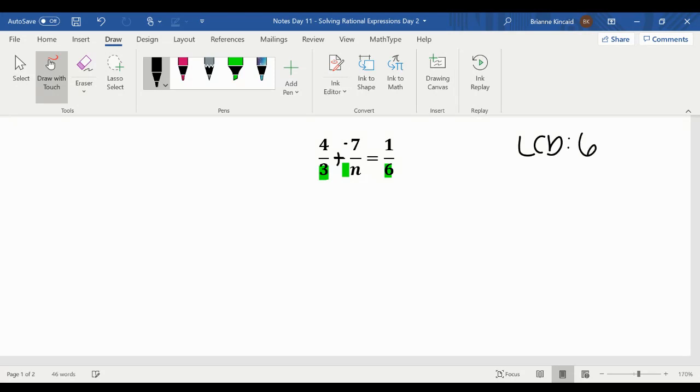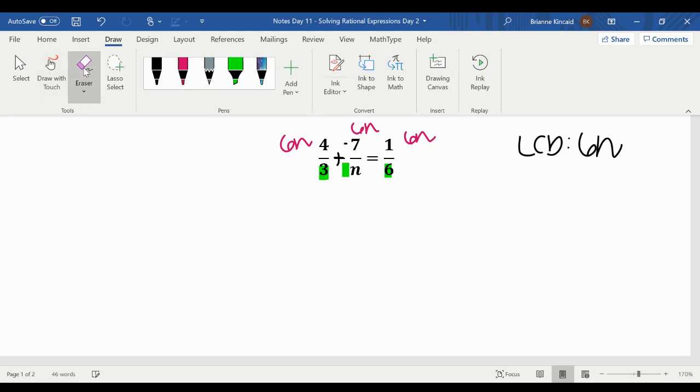So our LCD has to contain the number 6. The other thing you should notice is we have a variable. It should have the biggest exponent. In this case, it's just n to the first. So our LCD is 6n. Now you are going to multiply everything in this equation by 6n. So I'm going to multiply 4 by 6n, I'm going to multiply 7 by 6n, and I'm going to multiply this 1 by 6n. As long as you do it to every term in the equation, you're not actually changing the value.